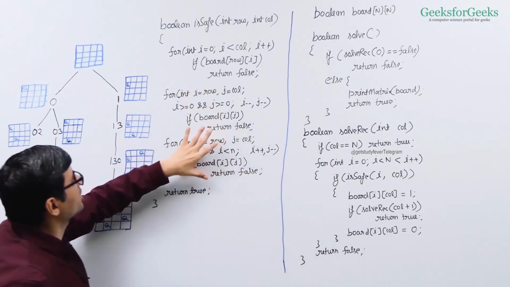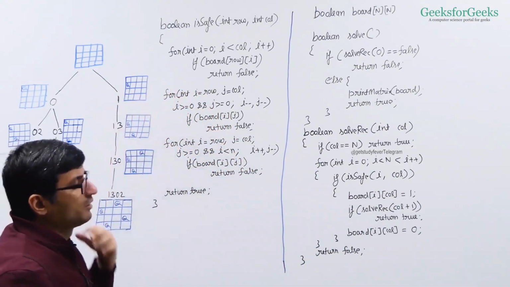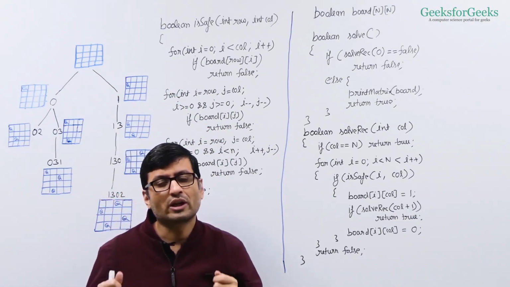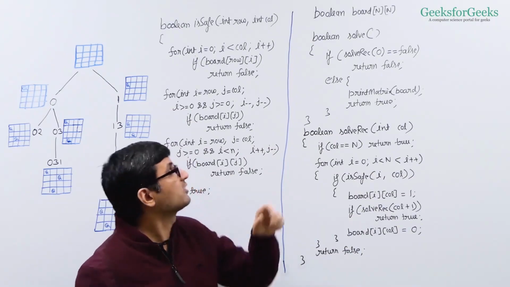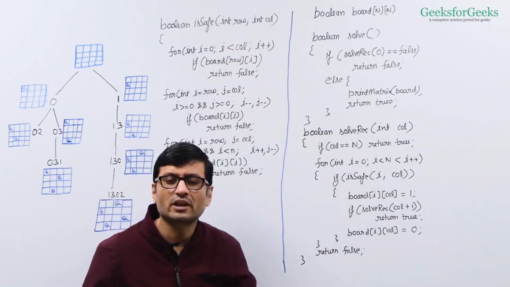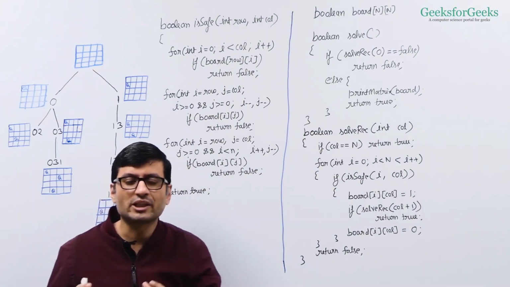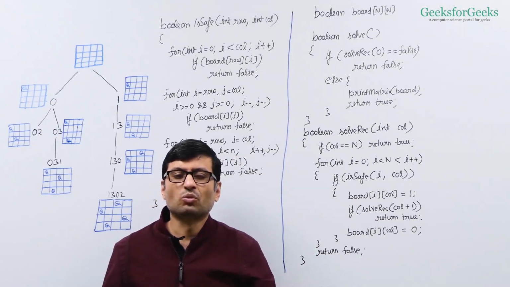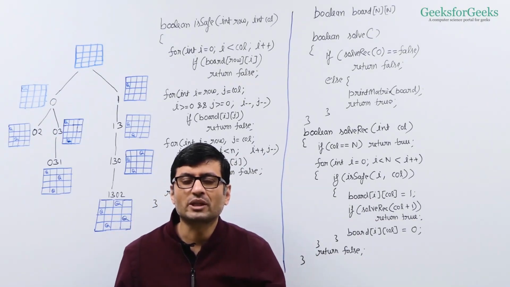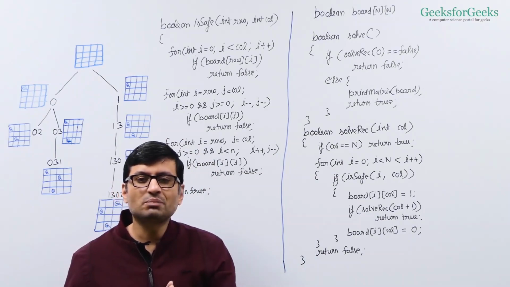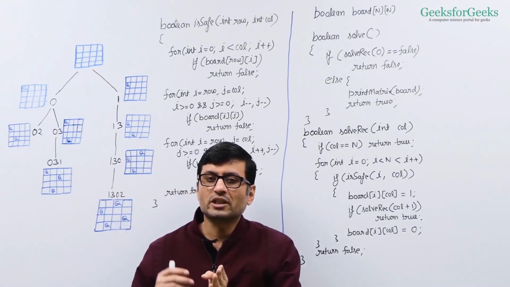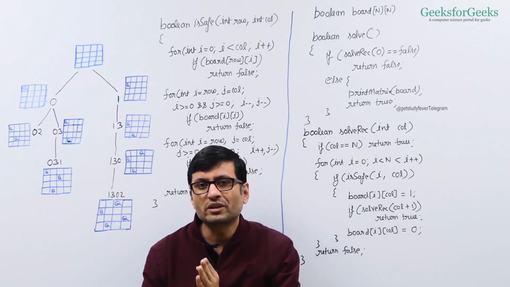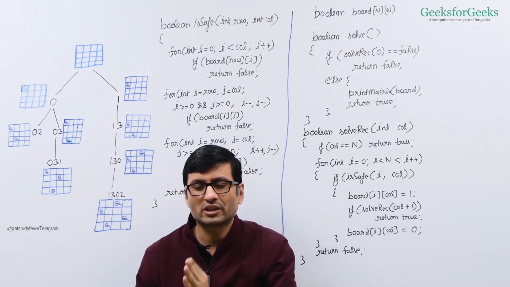Then we have the isSafe function. This isSafe function mainly checks whether placing a queen at a given row and column is safe or not, right? So it takes row and column as parameters and returns true if you can safely place the queen at this row and column, and returns false if you cannot safely place. So how does it check? It mainly checks with the previously placed queens. If the current location clashes with any of the previously placed queens, then it returns false, otherwise it returns true.